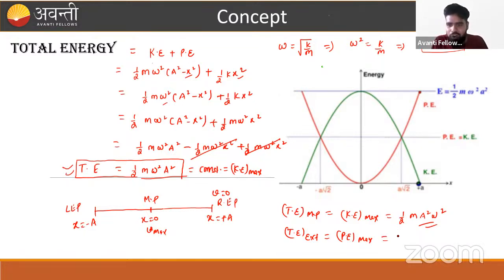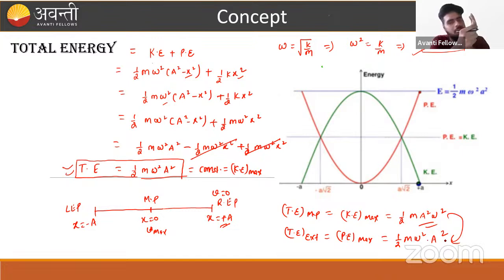And what is the formula of potential energy? Half k x square. Sir, in place of k, can we put this value? Why not, beta? And what is the value of x for the extreme position? Sir, a. So this will be equal to half m omega square a square.